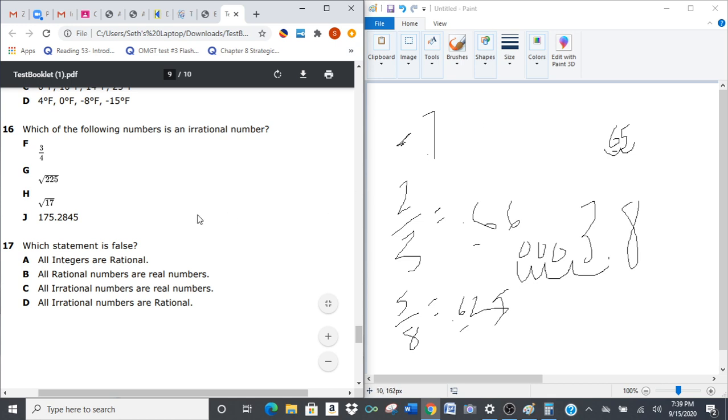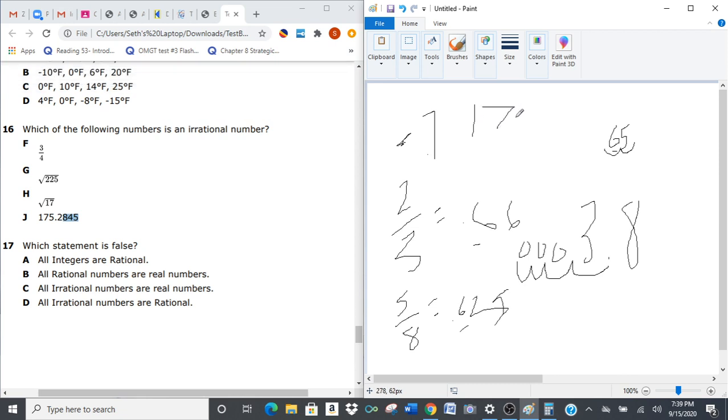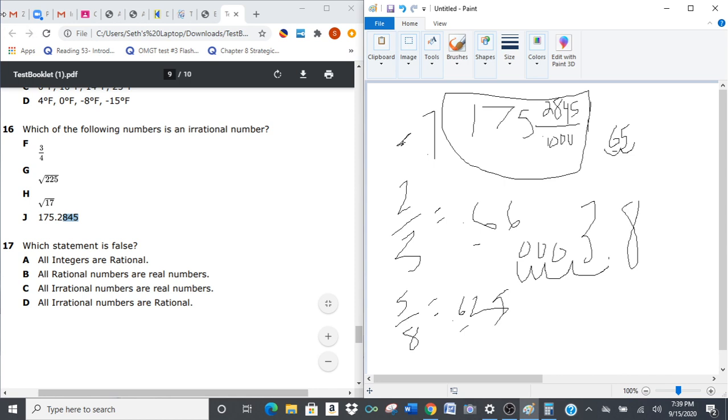So you might ask, well, what about J? So this is the tenths place, right? Hundredths, thousandths, ten-thousandths. So if you're going to write this as a fraction for J, it would be 175 2,845 all over 10,000. So therefore, since you can put this as a ratio, J would be rational.